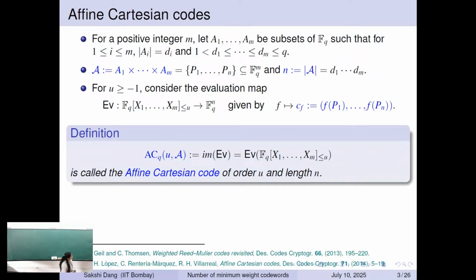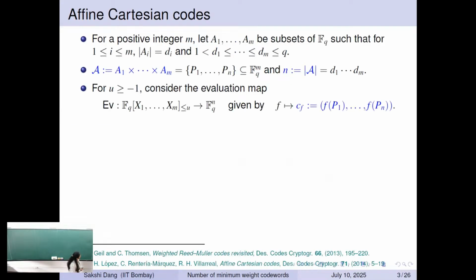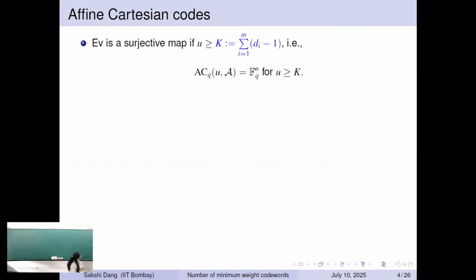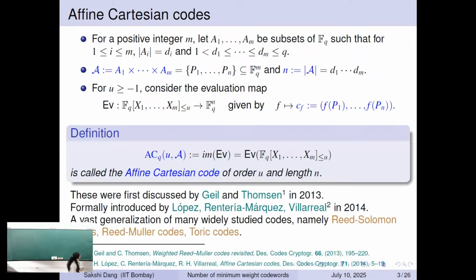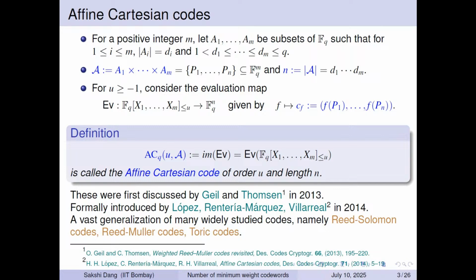By convention, for u equal to -1, it is the zero subspace. These codes were first discussed by Geil and Thomsen in 2013, whereas the term affine Cartesian codes was introduced by Lopez, Renteria-Marquez, and Villarreal. And these codes are vast generalizations of very widely studied codes, namely Reed-Solomon codes and Reed-Muller codes, which many of you are familiar with.